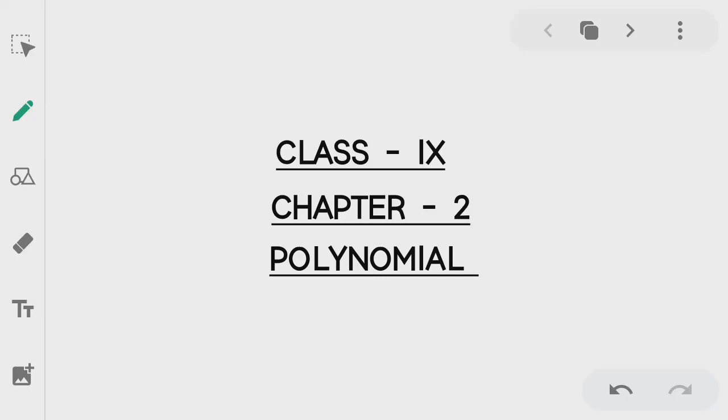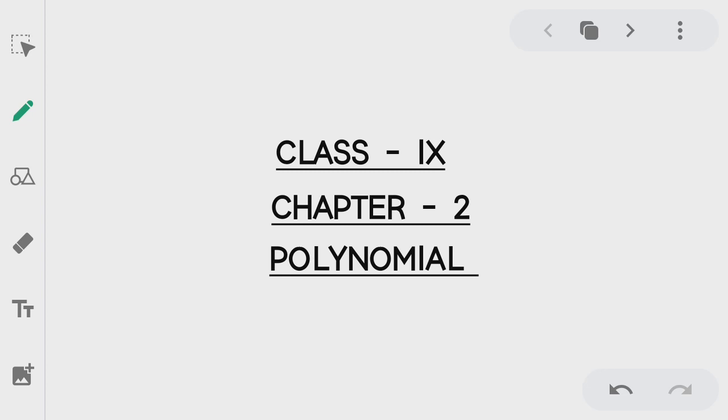Hello students, let us start a new chapter today, that is polynomials. And you already know polynomials is the second chapter in class 9. So anyway, we have finished up the chapter 1, number system. So we are getting into the new chapter, polynomials.